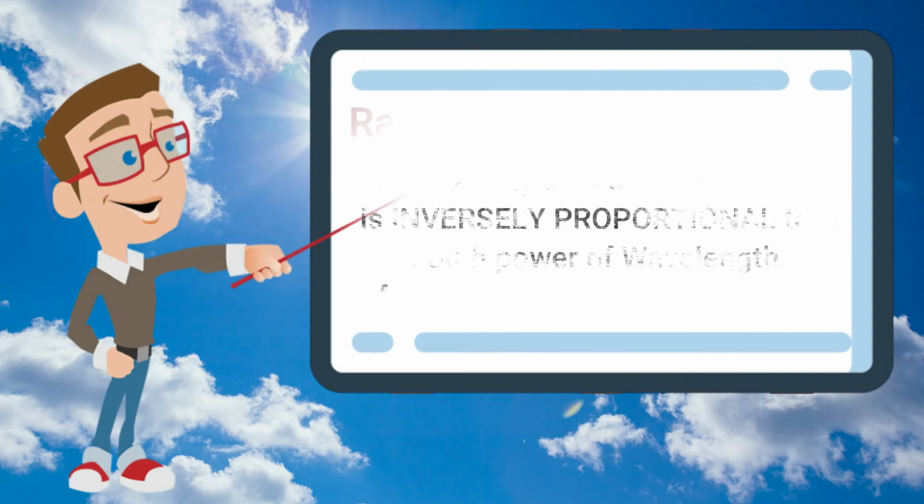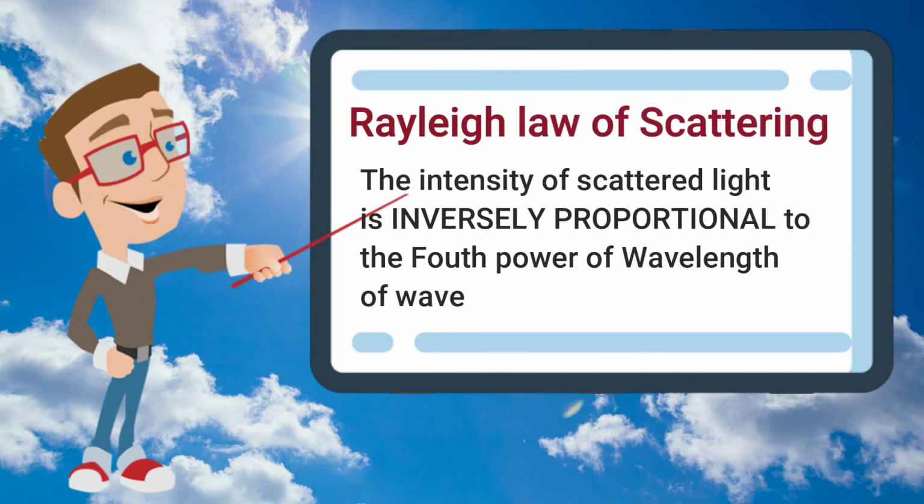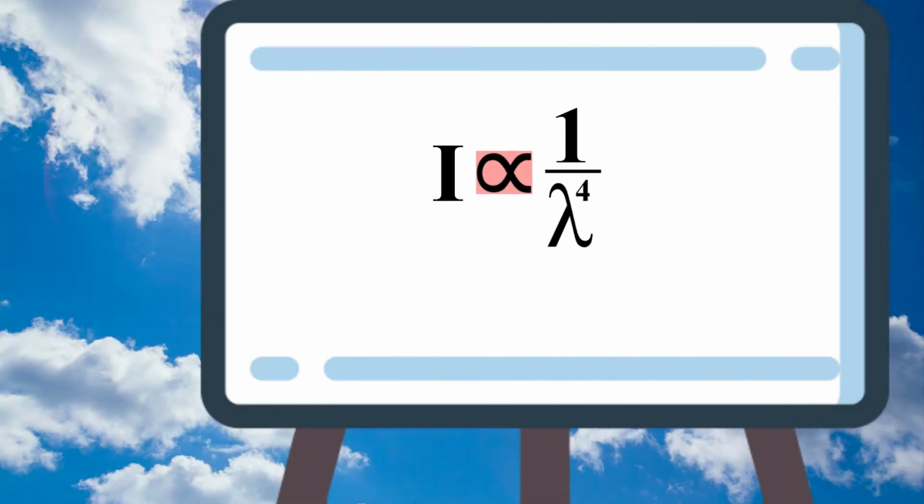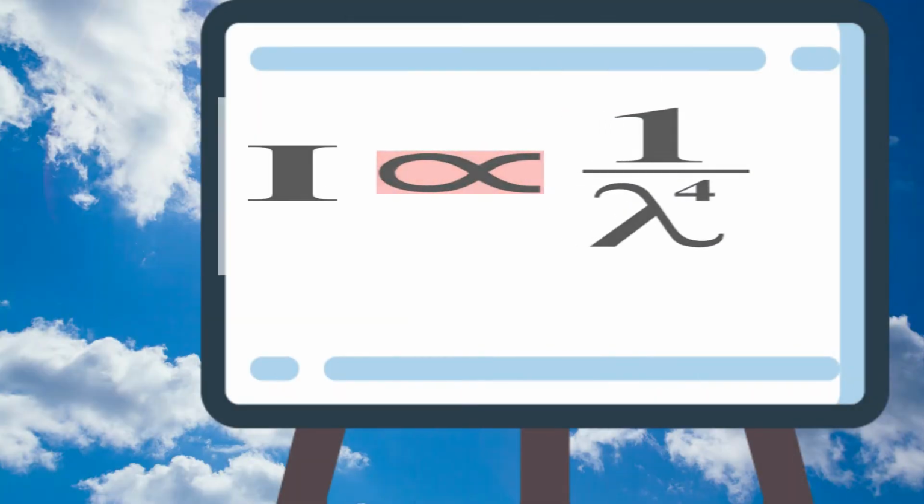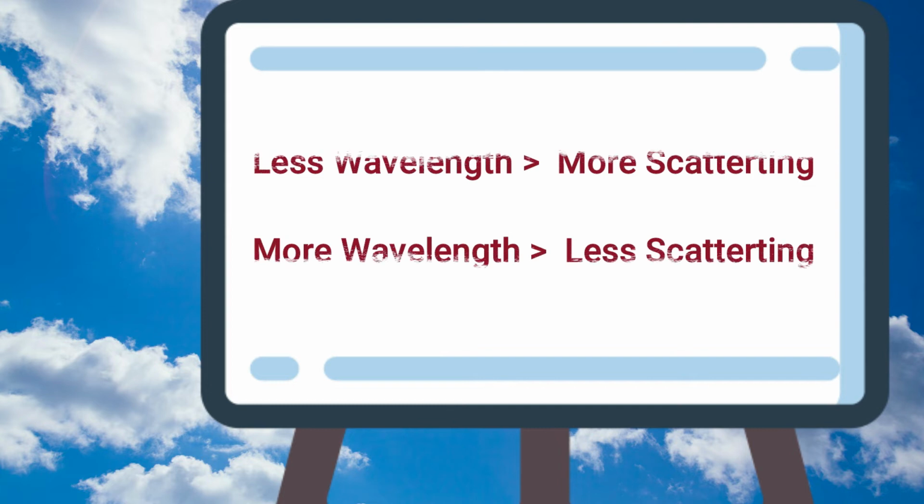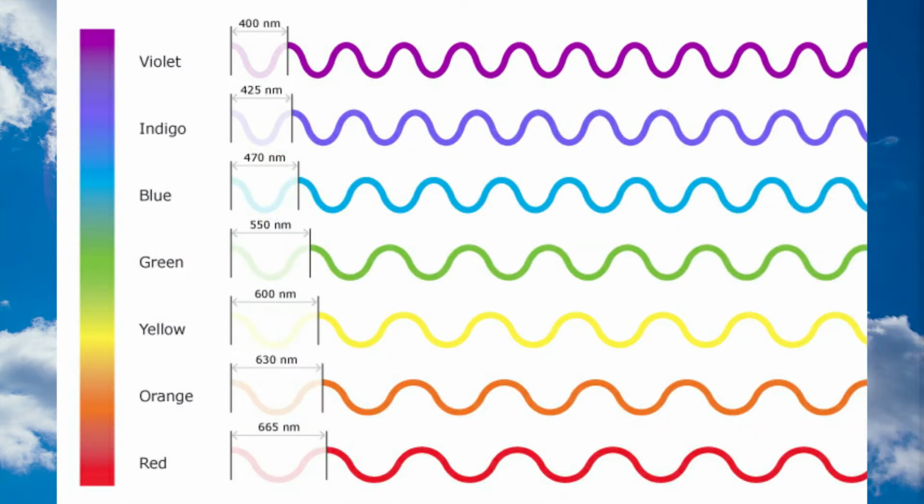It says that the amount of scattered light, or the intensity of the scattered light, is inversely proportional to the fourth power of the wavelength of a wave. I is inversely proportional to lambda to the power 4. If the value of lambda increases, then the intensity will be lower. If its value decreases, then the intensity of scattering will be more. The lesser the wavelength, the more the scattering.